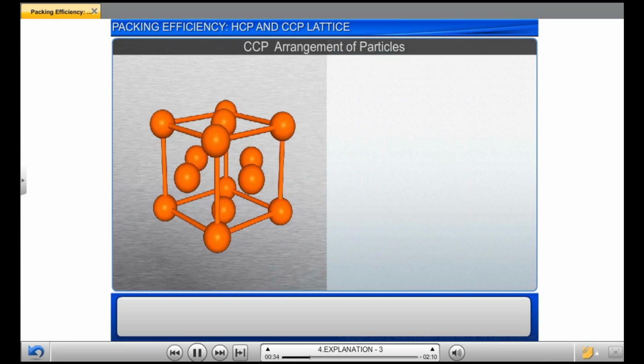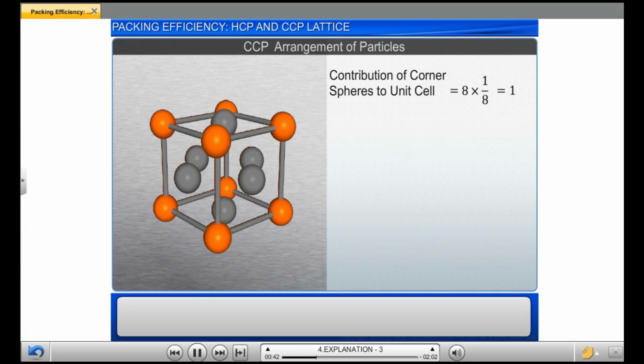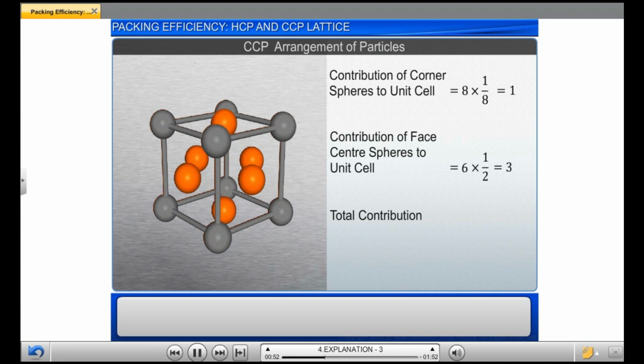So, the contribution of the corner atoms to a unit cell is given by 8 into 1 upon 8, which is equal to 1. The contribution of the face center atoms is given by 6 into half, which is equal to 3. So, the total contribution is 1 plus 3 is equal to 4.